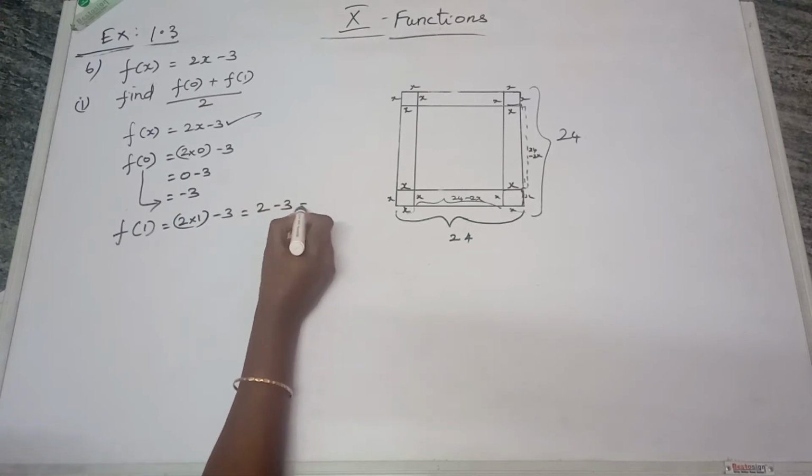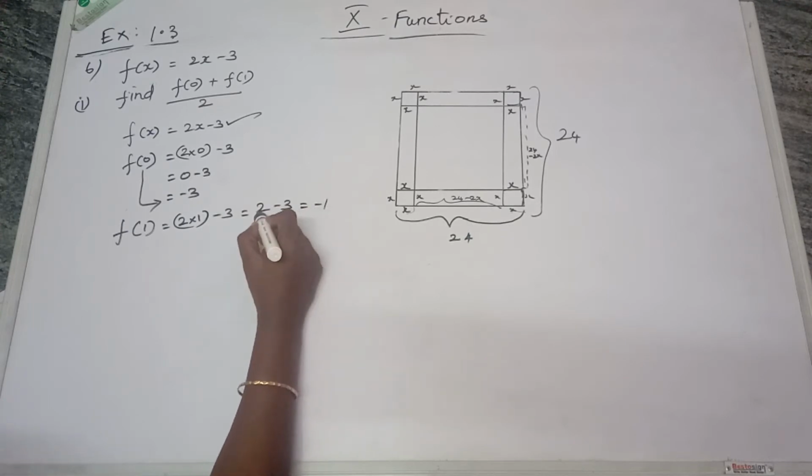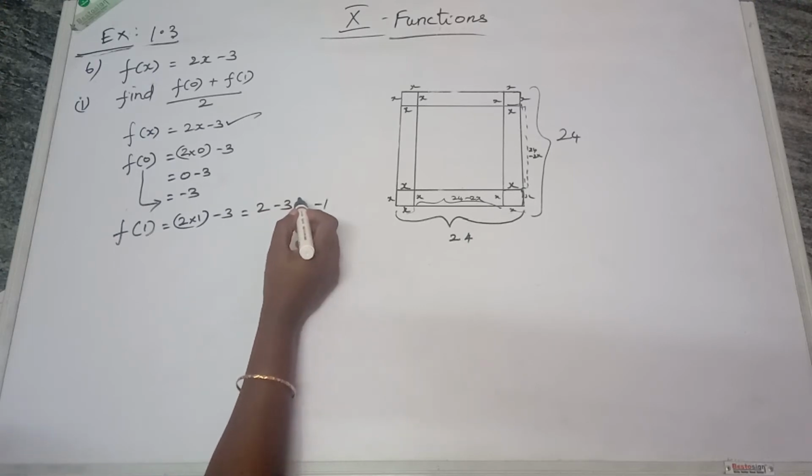2 minus 3 is minus 1. Because 2 is plus and 3 is minus, different signs, so we have to subtract the smaller one from the biggest one and put the biggest number's sign. So 3 minus 2 is 1, and the biggest number has the minus sign, so it is minus 1.